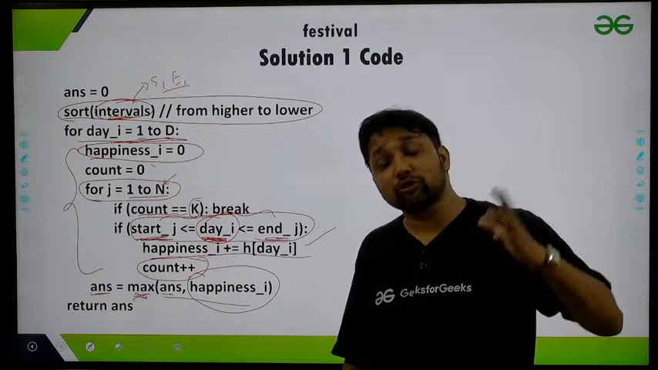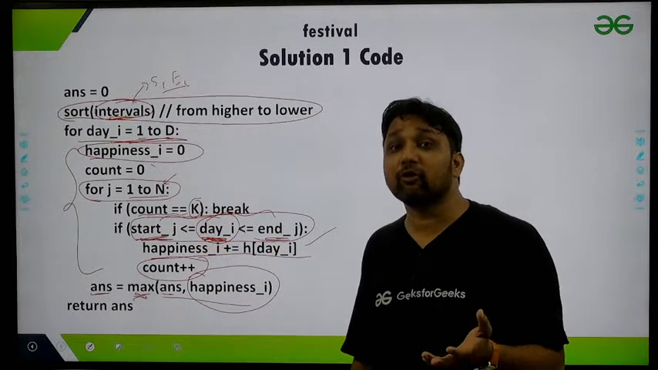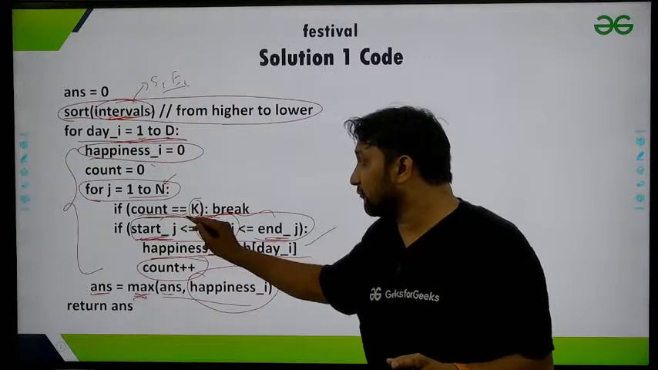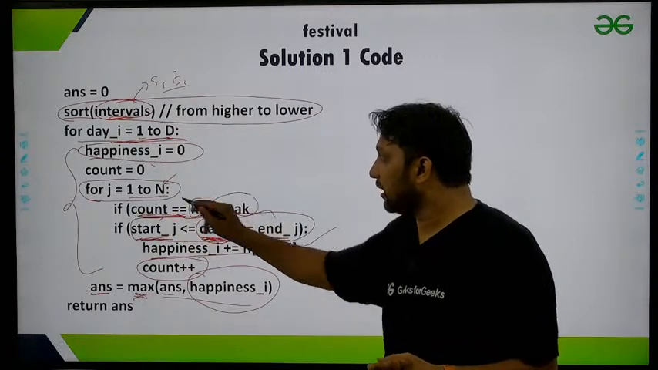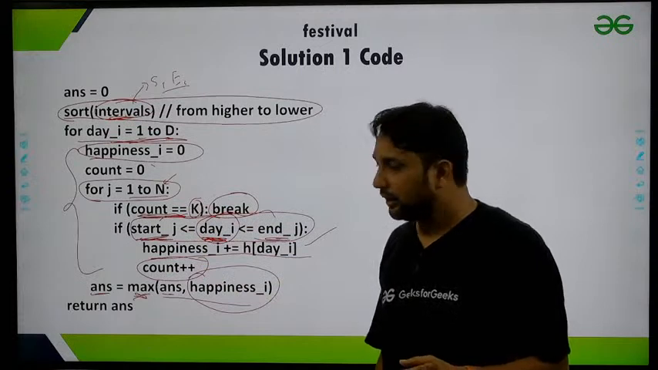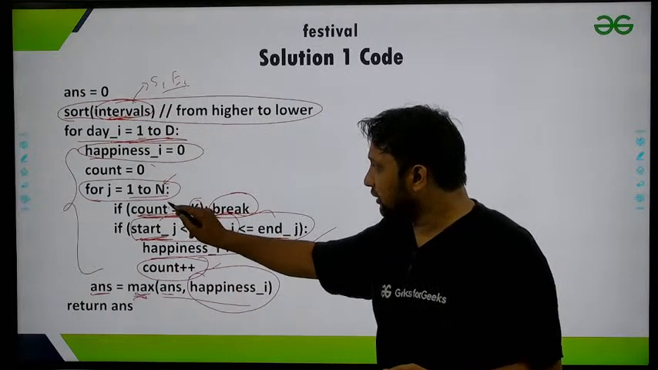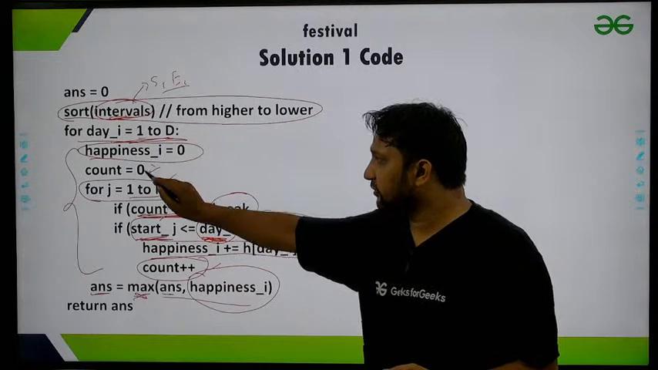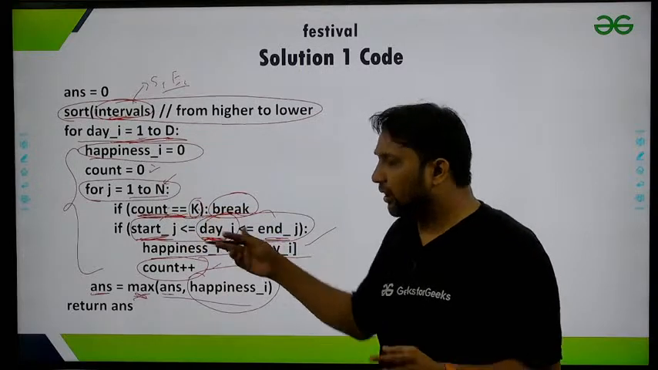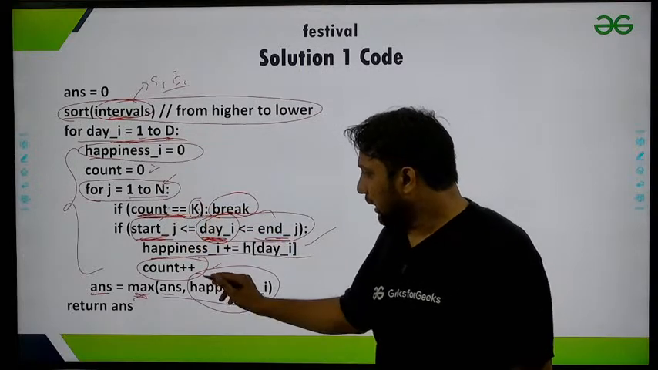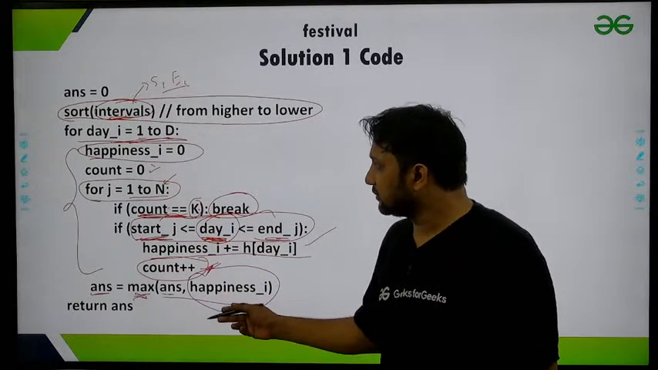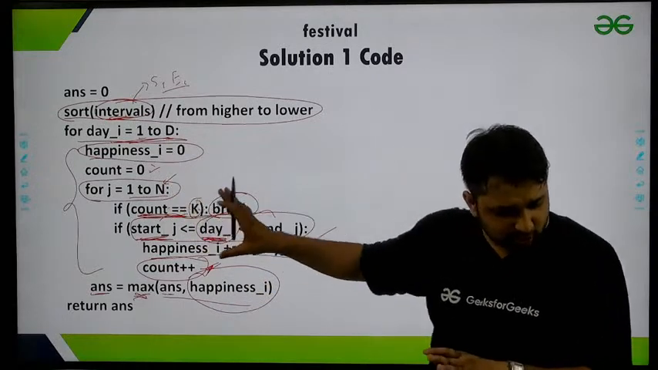Maybe we are having more than k rides on that day, but we will take only k rides. So whenever we get k rides, we will break out of this loop for that day. That's why we are using the count variable here. Count in the starting is 0. If that reaches k, we will break out of the loop, and we are counting that. That's it. So this is the same thing. The code is doing the same.